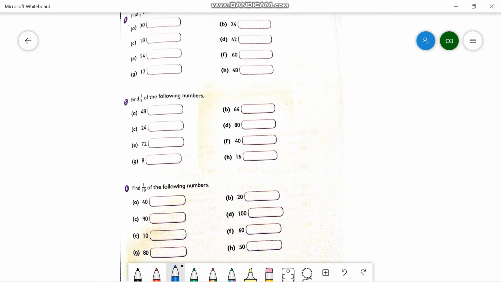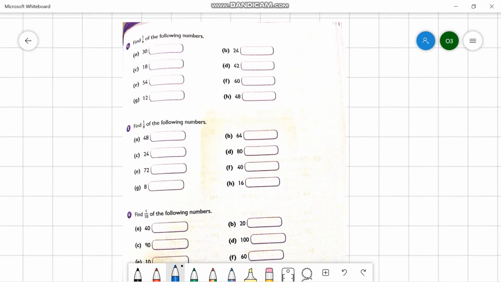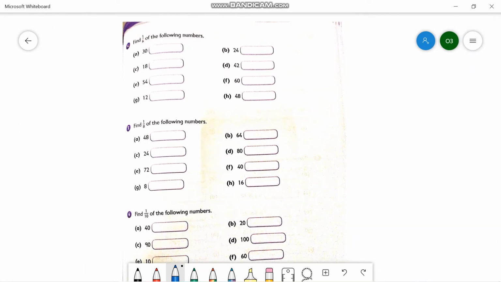Let's move on. Let's go to number 4. Find 1/6 of the following numbers. So 1/6 means you're going to divide these numbers by 6. 30 divided by 6, 24 divided by 6, 18 divided by 6, and so forth. Okay, so letter A, 30 divided by 6 is 5. So 1/6 of 30 is 5.